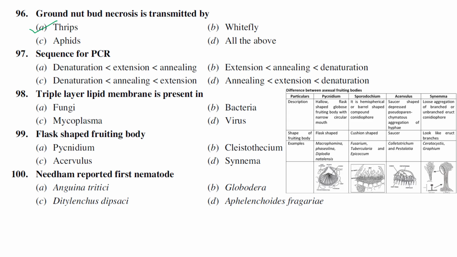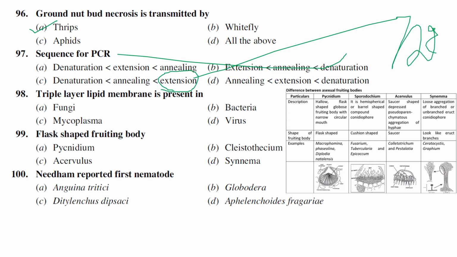Then the sequence of PCR, polymerase chain reaction, which was developed or invented by Kary Mullis in 1983. For that he got the Nobel Prize in 1993. So the process is denaturation, annealing and extension. Denaturation happens at a temperature of 94 to 96. Annealing happens at a temperature of 55 to 65. But you can take any PCR. The extension will happen at a standard temperature, that is 72 degrees Celsius.